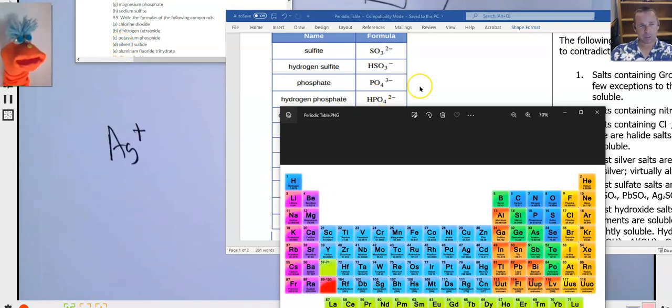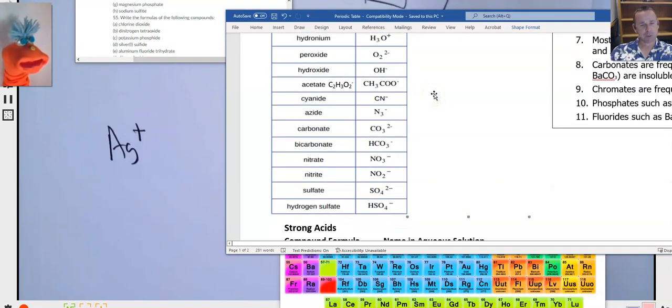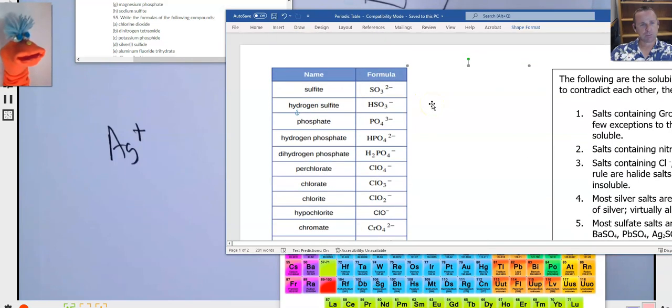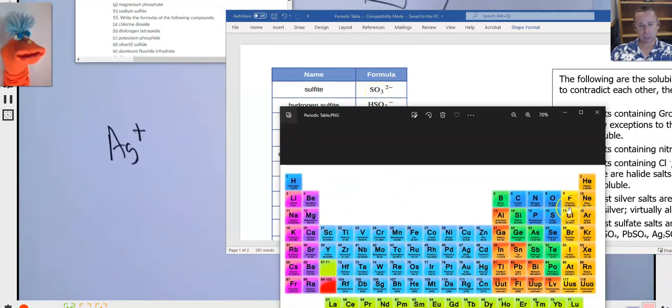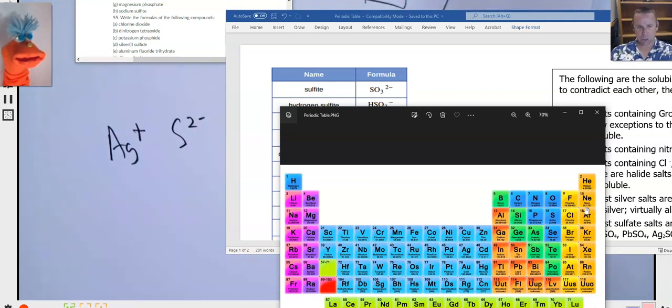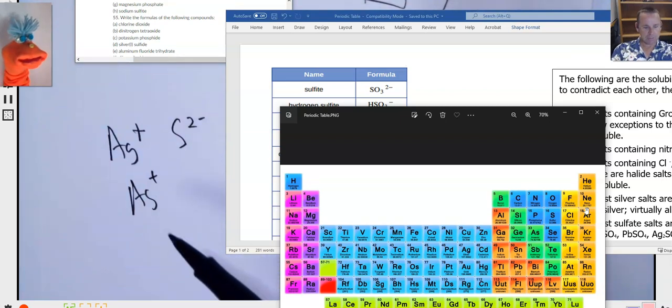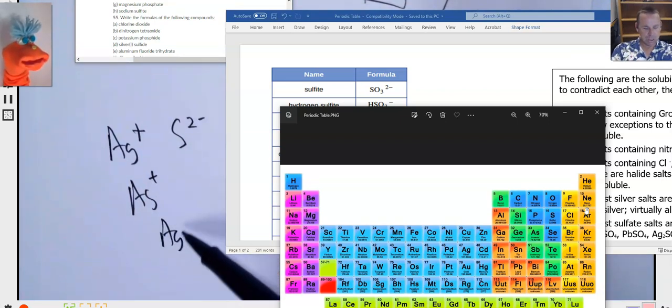Sulfide. Is that a polyatomic ion? We can look at our chart. There's sulfate and hydrogen sulfate. Isn't there one at the top, though? Well, that's just sulfide. So sulfide is just sulfur? That's right. Sulfide is sulfur forming a monatomic ion, not a polyatomic one. So it's S with a 2 minus charge. So I'm going to need 2 of these silver ions, aren't I? Yeah, to balance it. So Ag2S, that's silver(I) sulfide.